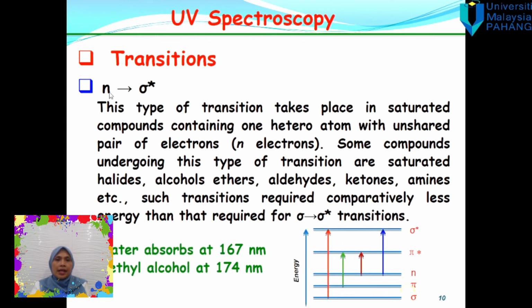The second transition is n to anti-sigma. n to anti-sigma means the molecule has a heteroatom. Heteroatoms like oxygen, halogen and nitrogen have a lone pair. For example, in alcohols, the saturated C-C-C followed by the OH, this alcohol molecule will have two types of transition: sigma to anti-sigma and also n to anti-sigma. Because of the arrangement of the energy differences, n to anti-sigma is the second highest, so the wavelength is longer than that of sigma to anti-sigma. We can see the absorption is at 167 nanometers, whereas for the alkyl group it was around 125 nanometers. That's the difference: because the energy is different, the wavelength is also different.